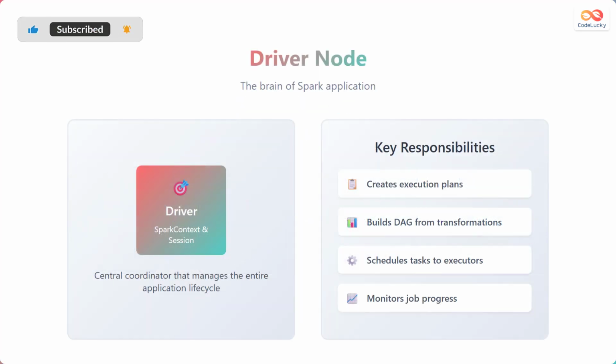The driver node is the brain of a Spark application. It includes the Spark context and Spark session. It is the central coordinator that manages the entire application lifecycle. The key responsibilities of the driver are that it creates execution plans, builds directed acyclic graphs from transformations, schedules tasks to executors, and monitors job progress.